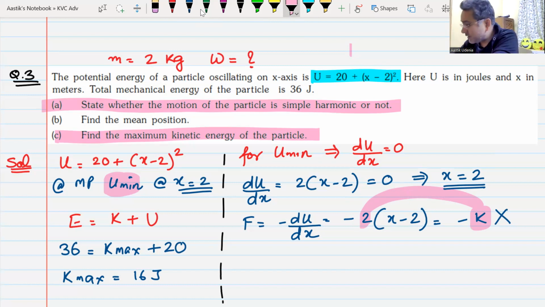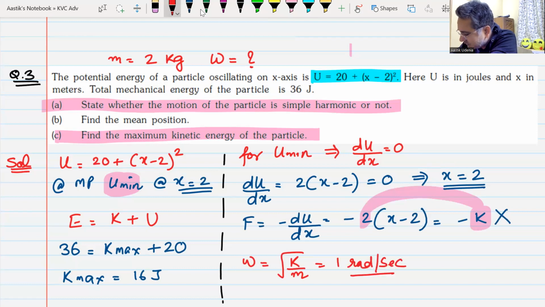Now you can find out omega for this one as well. Omega is equal to under root of k by m. k is 2, m equals 1. So omega will be 1. Do we understand this? Understood, sir. So we could have found out everything in this way also. We could get the value of k, we could get the value of anything that we aspire for.